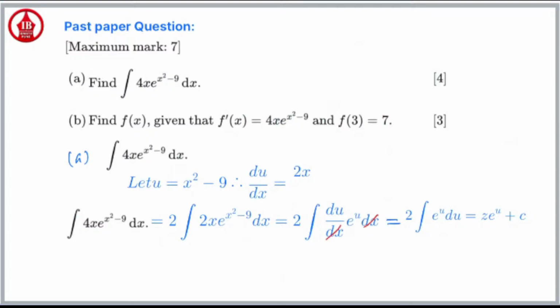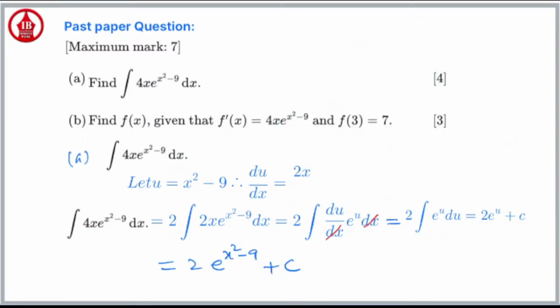Now that answer is in terms of u. So I should write again here is z. So I should change that also to 2. Okay. So therefore the answer will be 2 e raised to u. U is what? X square minus 9 plus c. This is the final answer of part A.